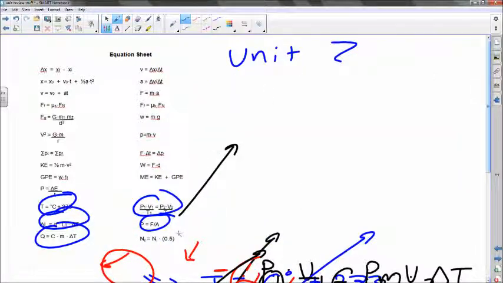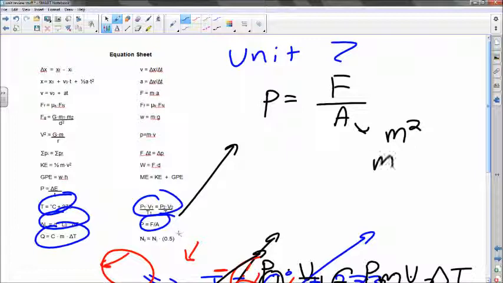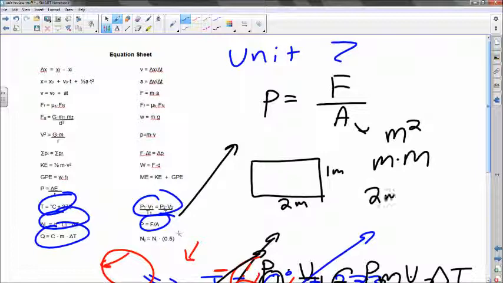And then the final equation is the one for pressure. Pressure equals force divided by area. Now, a lot of people get confused here because area is measured in meters squared. All that means is meters times meters. And you get that because if you think about taking the area of a rectangle, let's say the lengths here are 2 meters and 1 meter. When you multiply those together, you don't just multiply the numbers, you multiply the units as well, and you get 2 meters times meters, or 2 meters squared.